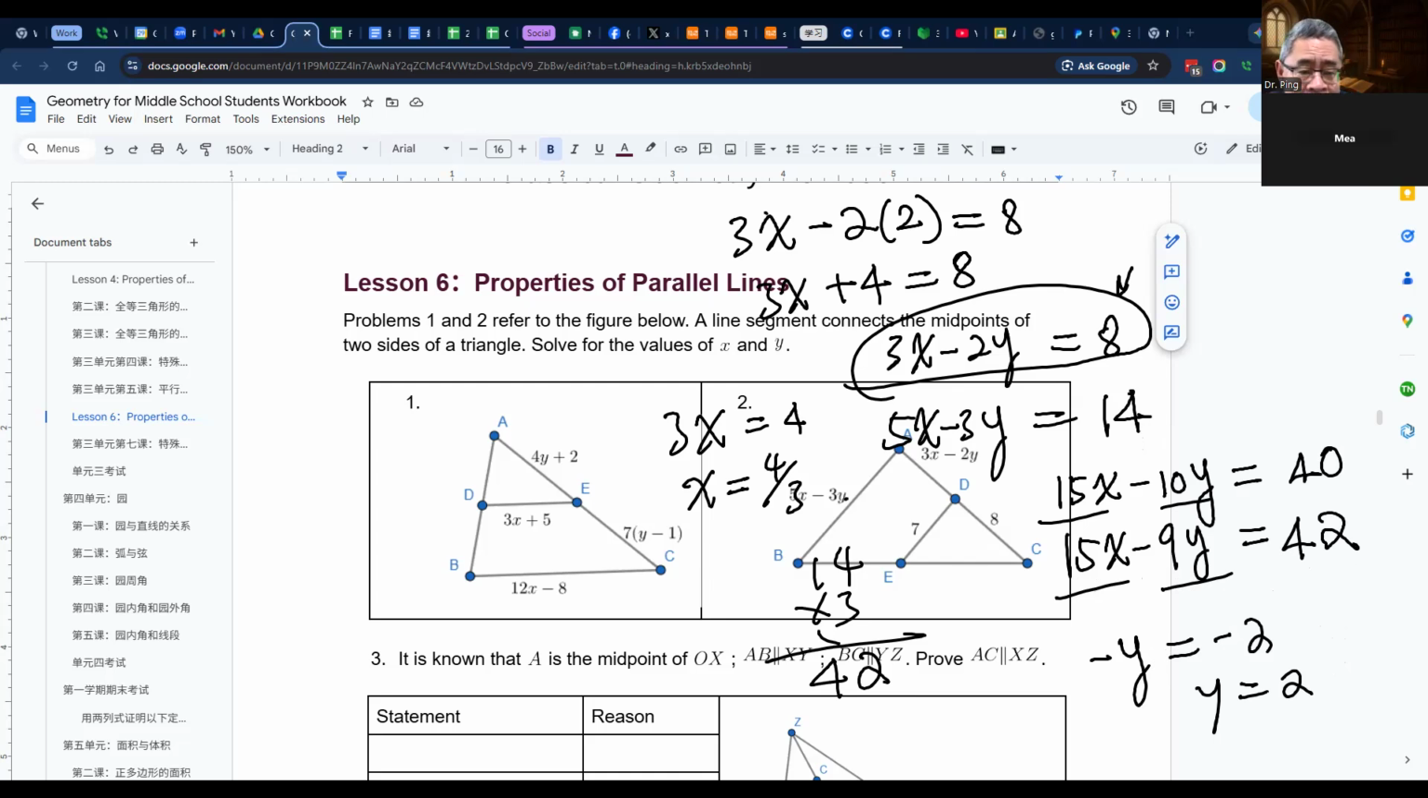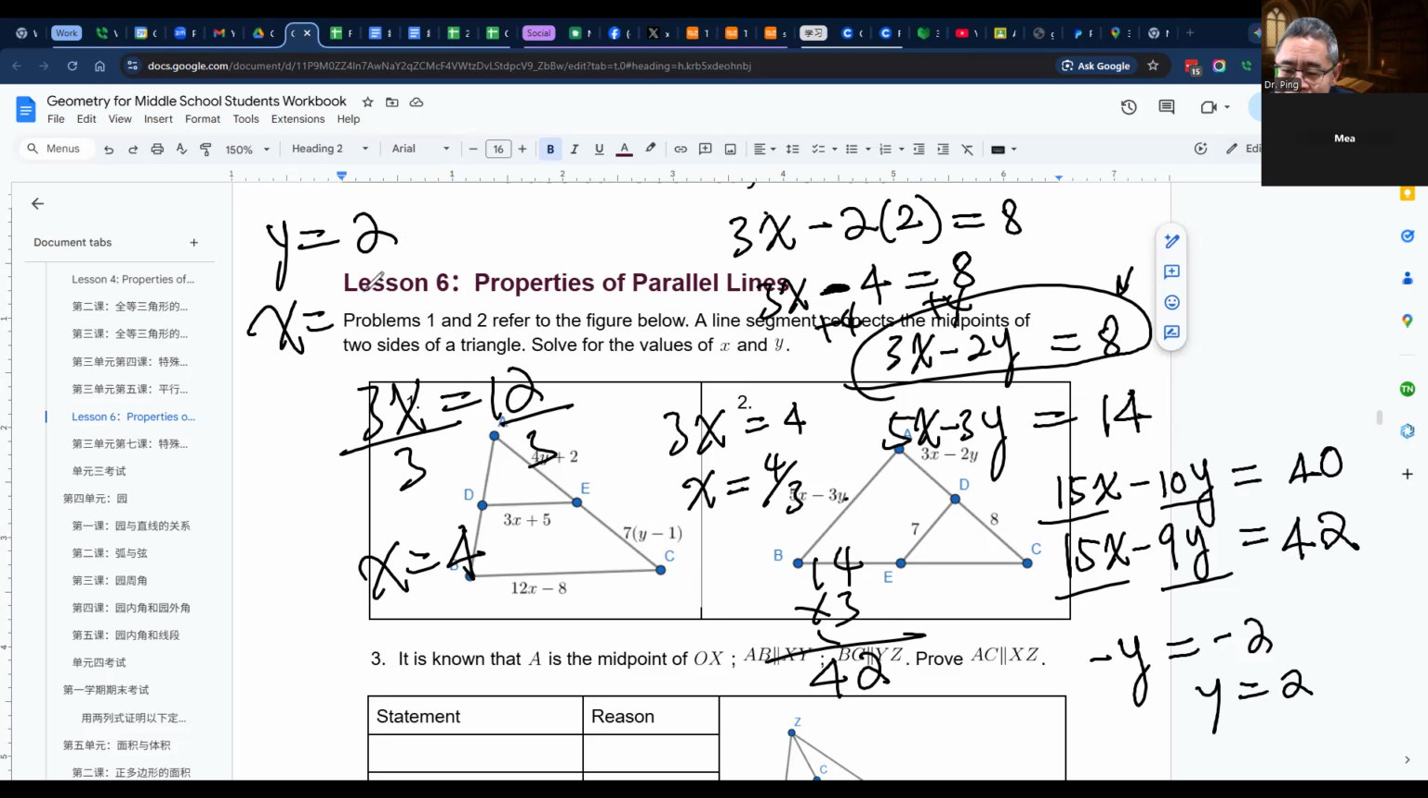Oh, okay, I got it. This actually is not plus 4. So that's actually minus 4. So that's why it's good to check. So plus 4 on both sides. We got 3x equal to 12, divided by 3. Then x is 4. Okay. So we got y equal to 2 and x equal to 4. And then we're going to go back and check it.